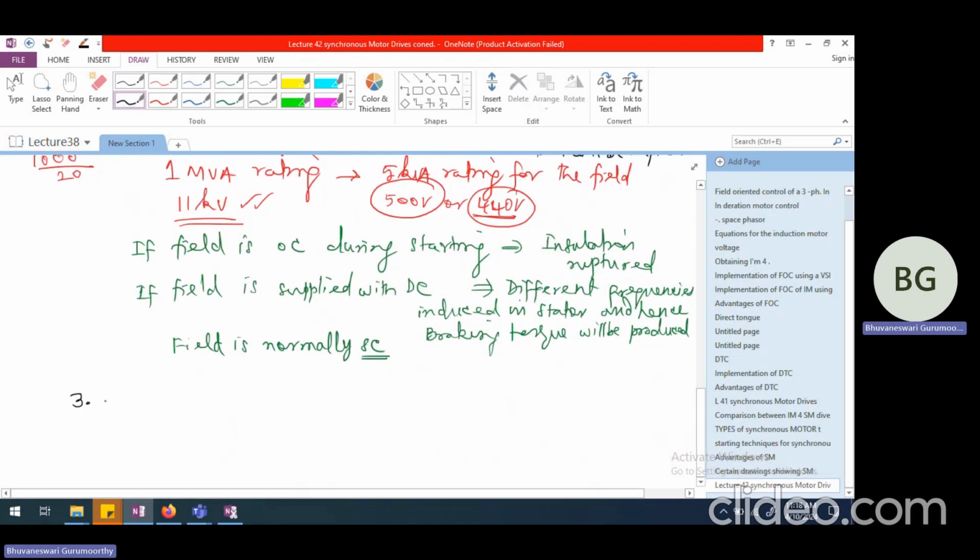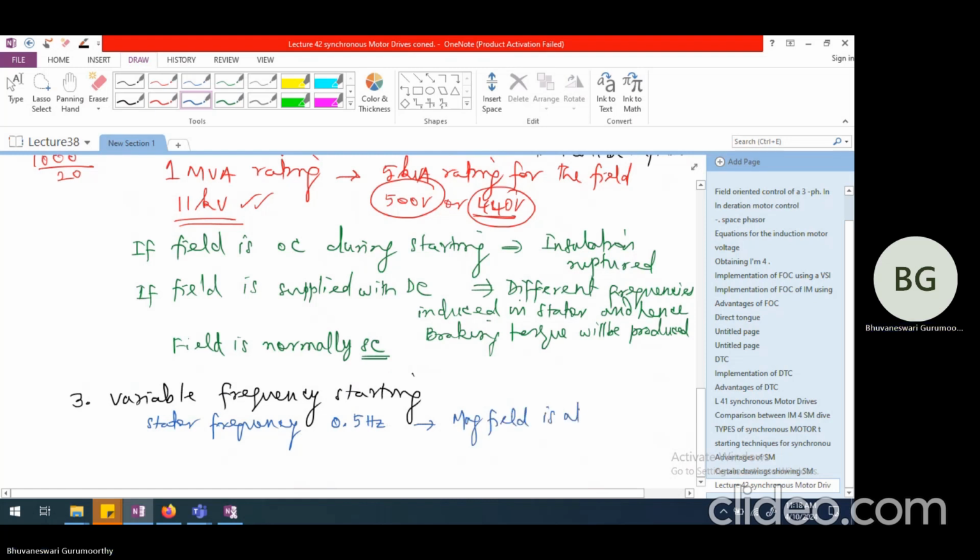The third type of starting mechanism is variable frequency starting. So in variable frequency starting, what we try to do is maybe the stator frequency is kept at 0.5 hertz or 0.25 hertz or something. So the revolving magnetic field is at a slow speed. So the rotor will be able to synchronize. So the rotor synchronizes itself, or it is pulled in directly by the magnetic field.